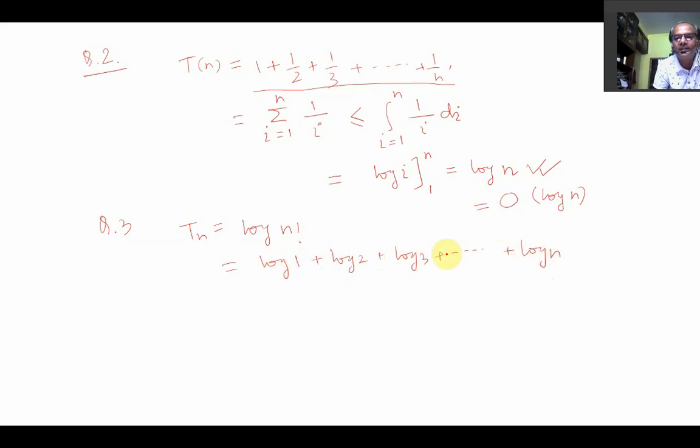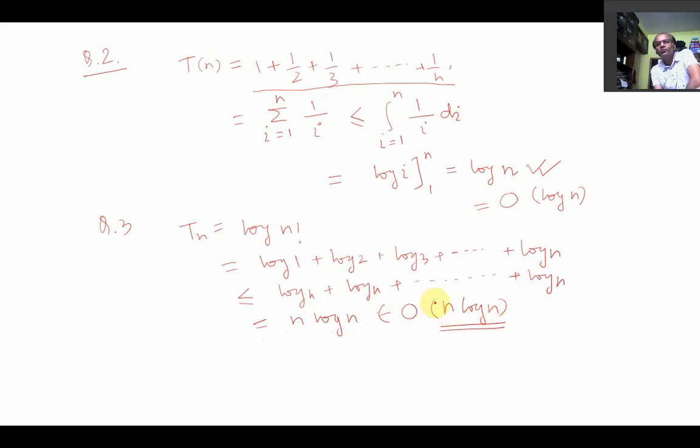Now how many terms are there? Here n terms are there. So it can be written as this must be less than or equal to log n plus log n plus dot dot dot plus log n, right? So this must be less than or equal to n log n, which belongs to order of n log n. So this can be the tighter upper bound of this thing, right?